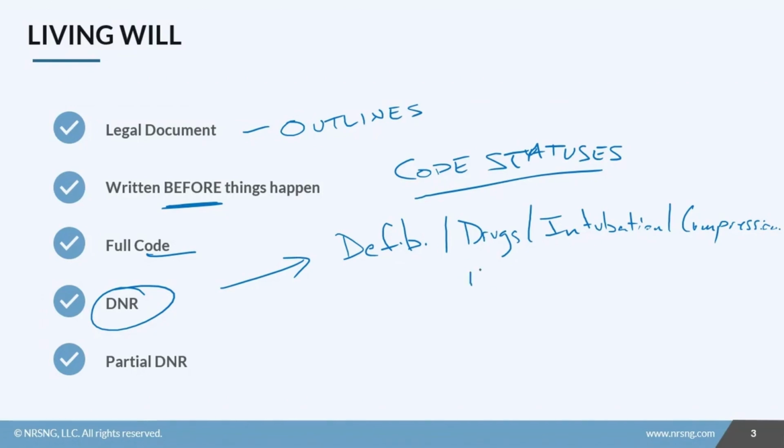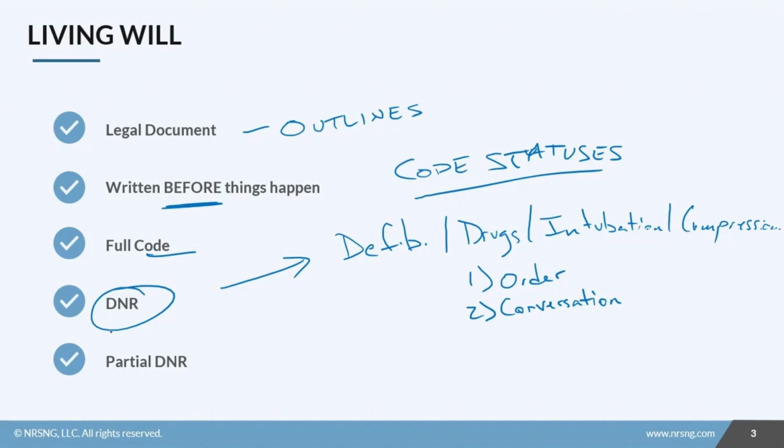There are two things that you need to remember about this. One is that it requires an order by the doctor. The other thing is that it also requires a conversation between the doctor and the family member or the patient. That way, everybody's on the same playing field and everybody knows what they need.